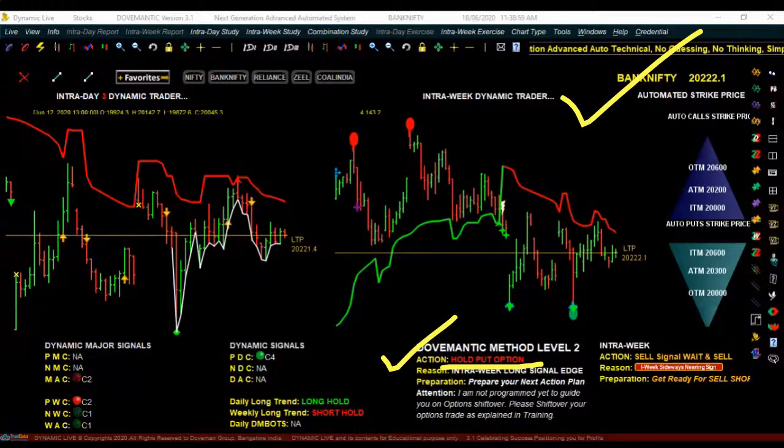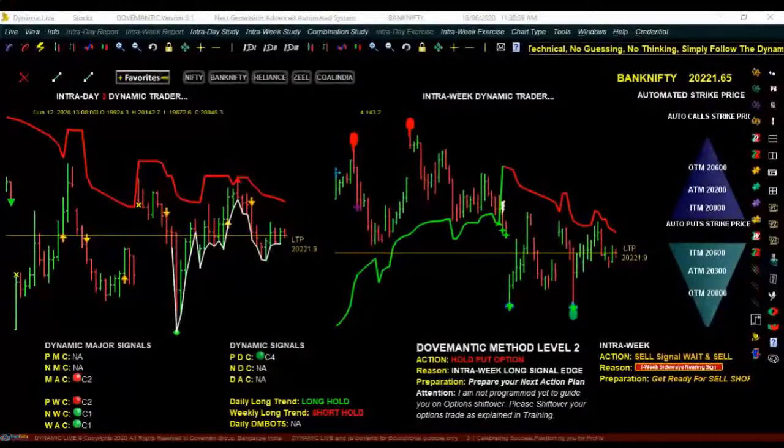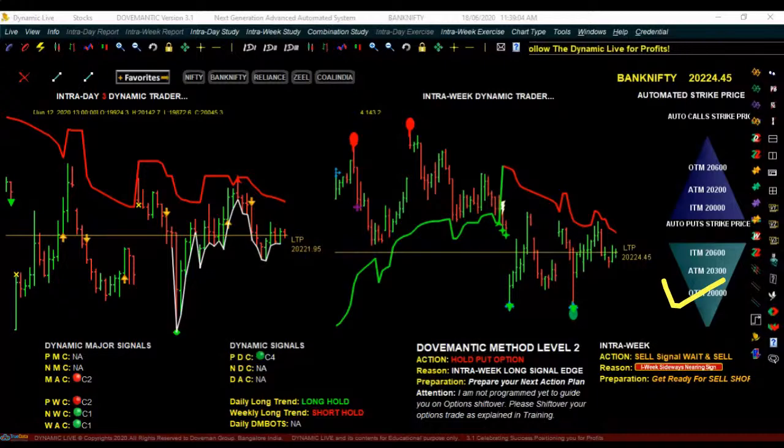And when it comes to trading in options, I also told you that you have to select the right strike price. So let's say you selected the 20,000 strike price. So read it as Bank Nifty buy put option now 20,000 strike price.